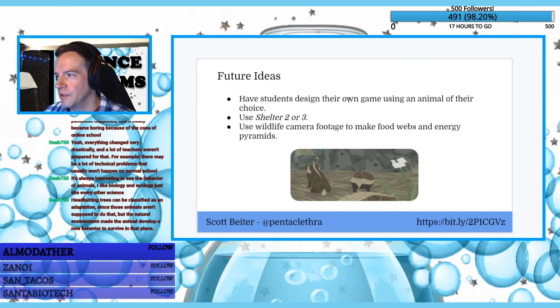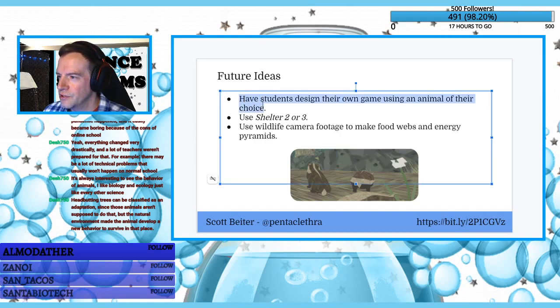I like the idea of designing your own game using an animal of your choice. Now, this is a good suggestion. They did two, they made three. They used a lynx, they used an elephant. What would you use? What animal would make a good game? And have them think about and design their own game. What would be the predators? What would be the challenges? What would be the levels for doing that?